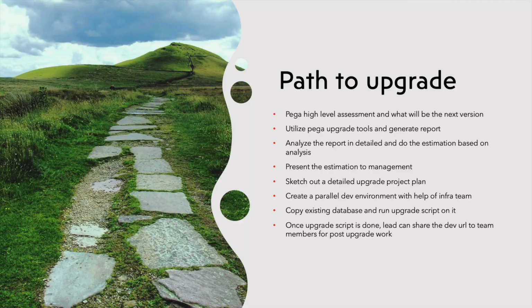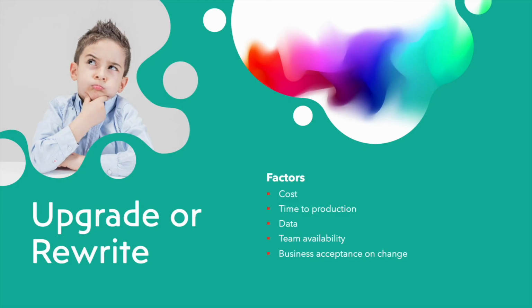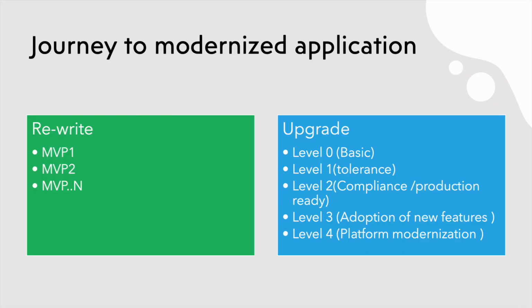So this is what, on a high level, I wanted to give you an idea, and in the next sessions maybe we'll talk more. If I just recap what we talked about today: when we are going to modernize our application, which path should we follow, upgrade or rewrite, these are the factors that come in. And then the journey to a modernized application. What will be our journey? While journeying, what will be our milestones? The milestone in rewrite we can go straight forward, but in upgrade we have to follow these milestones, level 0, 1, 2, 3, 4, okay.